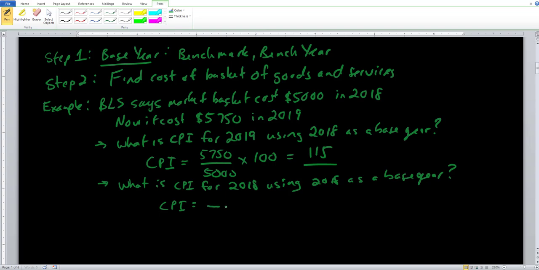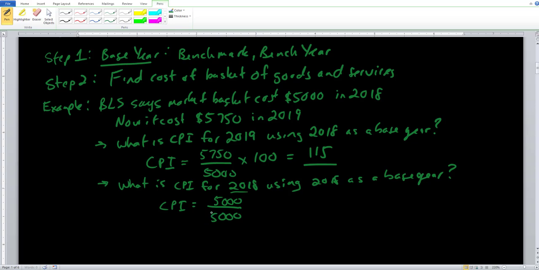So the denominator is very easy for us to solve because that is our base year. That's going to equal that $5,000. That's what the market basket of goods and services cost in 2018. What is the cost of the market basket of goods and services in the current time period? The current time period we're interested in solving for is 2018. So that would be the same exact number in this instance. So 5,000 also goes in the numerator here.